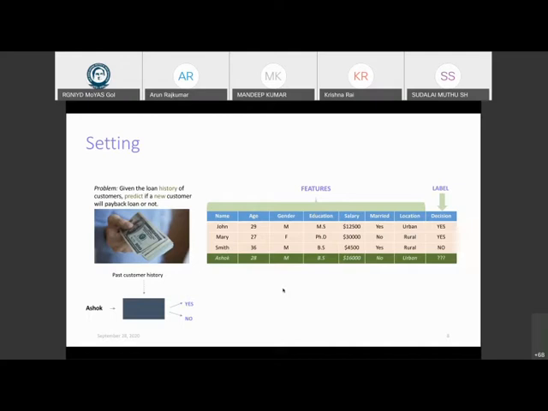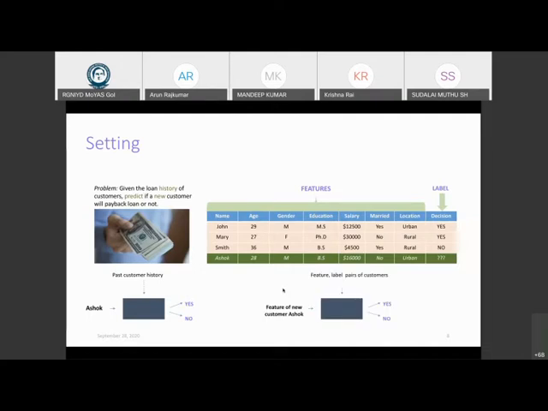Now here comes Ashok. You have to make a decision for him. The first thing you need to do is collect some features for Ashok: what is his age, his gender, education, salary, and so on. And now the only thing that you don't know is the label for Ashok, that is, whether he will pay back the loan or not. This is what we need to find out.